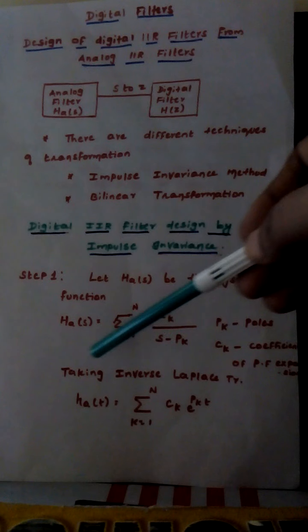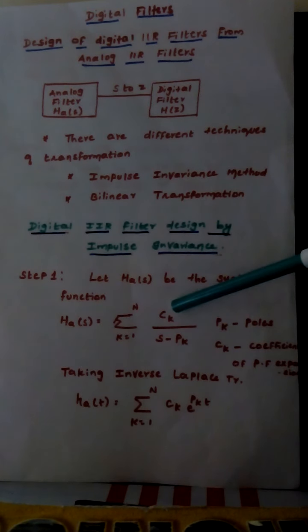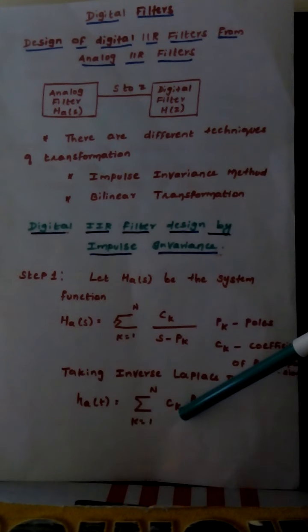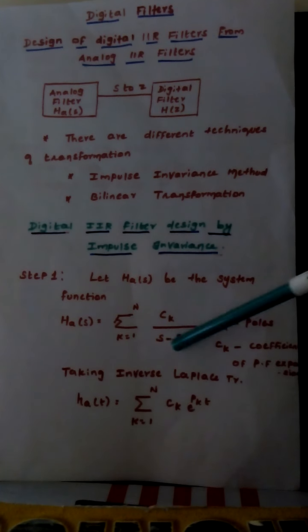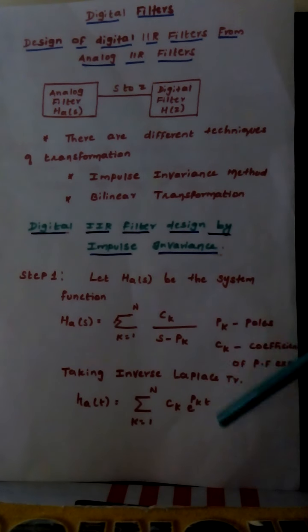If we take the inverse Laplace transform of this H(s), the ck is a constant, so it comes as it is. The 1 divided by s minus pk we can write as e to the power of pk into t.